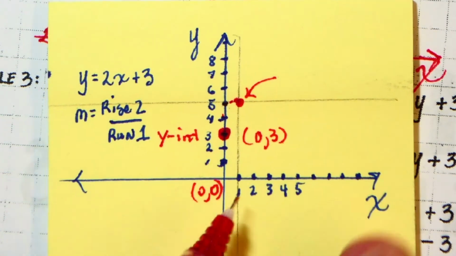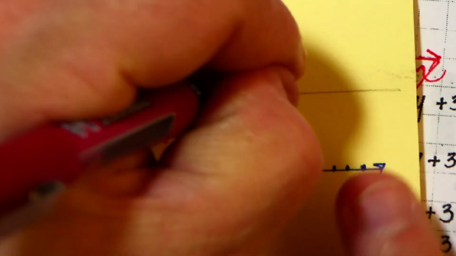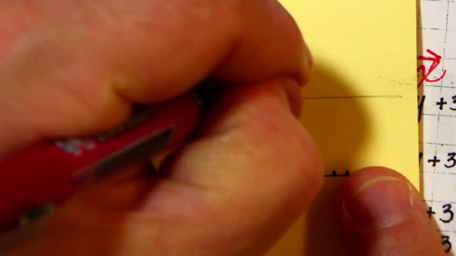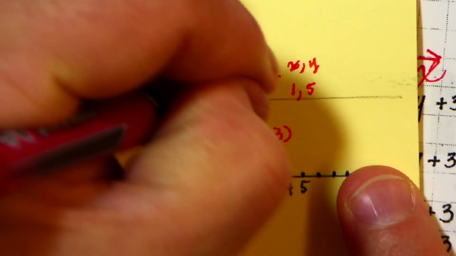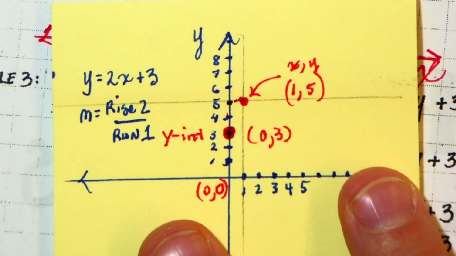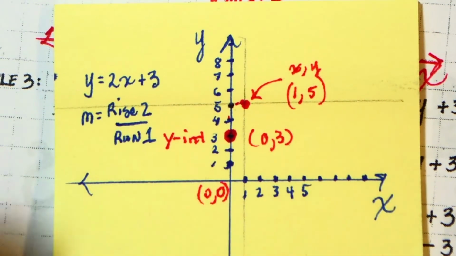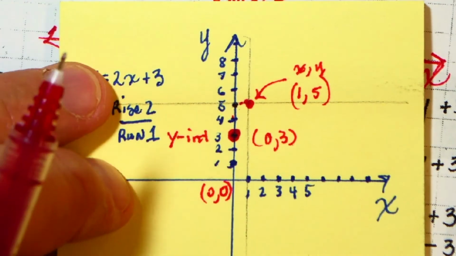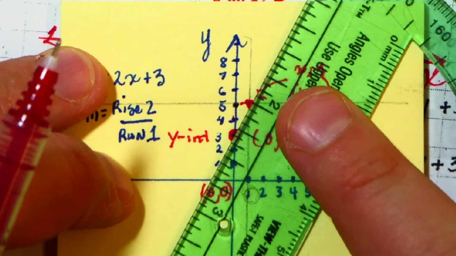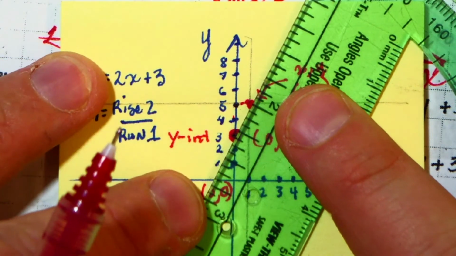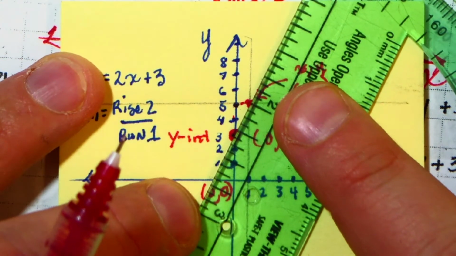You read it x comma y. 1, 5. X comma y is 1, 5. Okay? Now what do we do? Line it up. Line it up and draw a line. So we're going to line it up and draw a line.